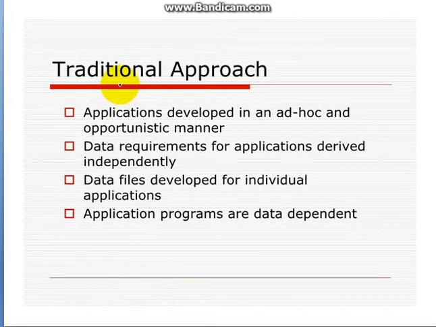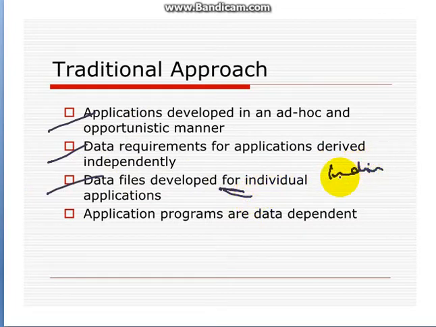Traditionally, there was an ad hoc manner in which people used to keep data, and the requirements were application derived and independent, and data files were developed for individual applications. People used to develop their data files individually. They never used to link those data files, and afterwards, when DBMS came, these files got linked to one another. And here are some of the application programs which are actually data dependent.